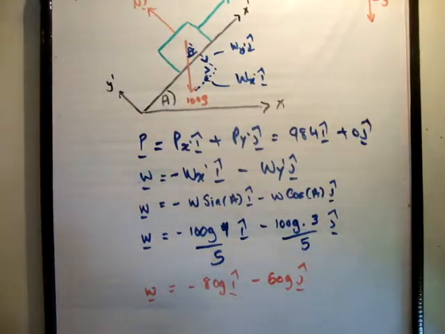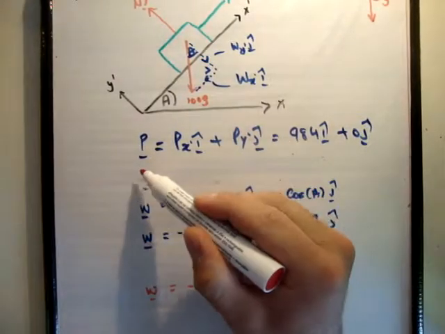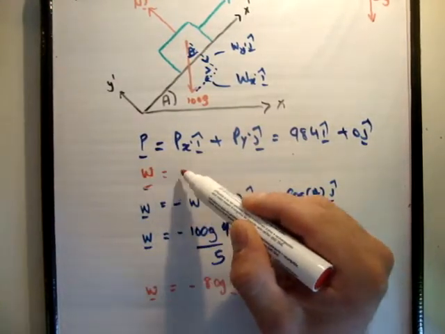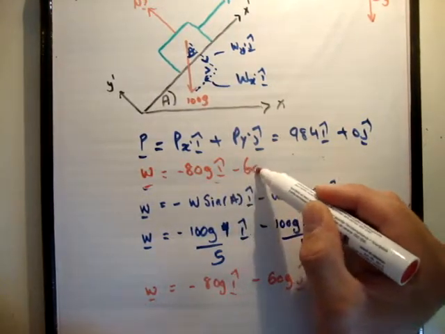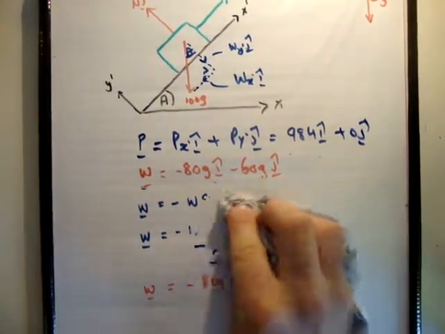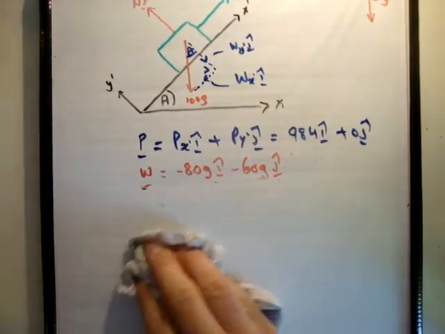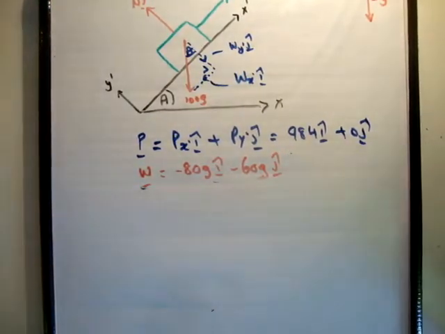I'm just going to note that. Where am I going to note it? I'll just note it here, in fact. So we can say the weight vector is equal to negative 80g i hat, negative 60g j hat. Alright, so we're doing pretty well so far. Now I know I'm doing this quite slowly. I know that. I'm doing that on purpose. I want this to be very explicit for the first time we've done this question.